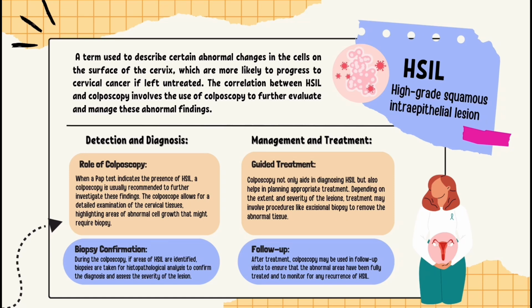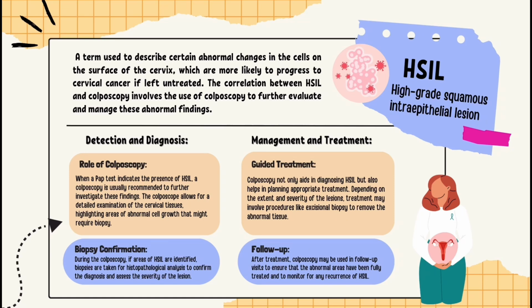If abnormal areas are identified, biopsies are taken. These biopsies are then analyzed to confirm the diagnosis of HSIL and to assess the severity of the lesion. Colposcopy not only helps in diagnosing HSIL, but also in planning the appropriate treatment. Depending on the severity of the lesions, treatment may include procedures like excisional biopsy to remove the abnormal tissue.